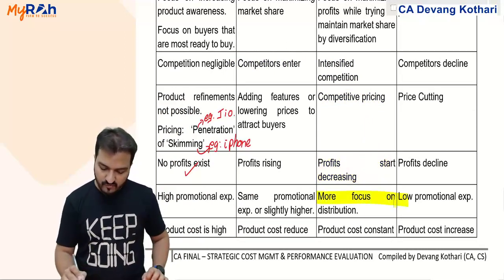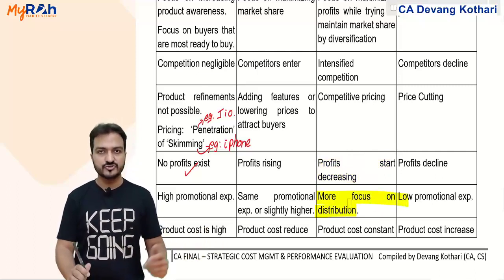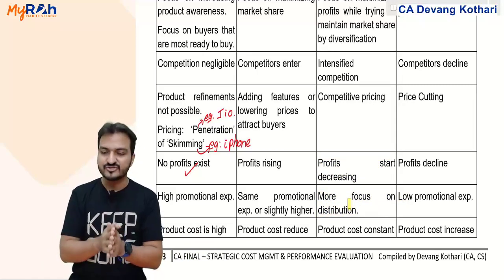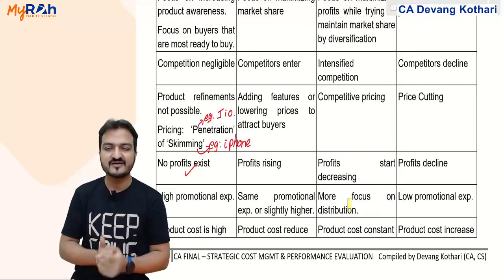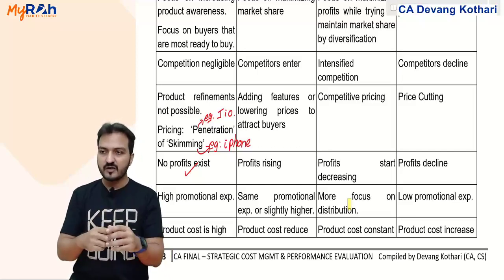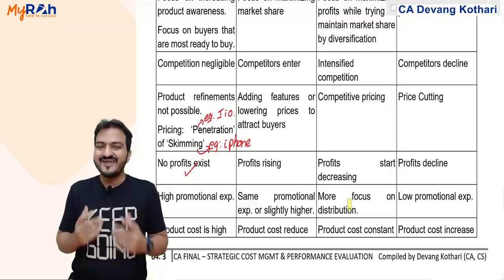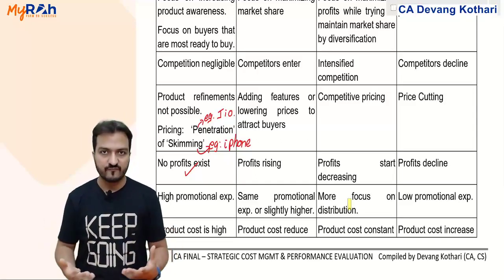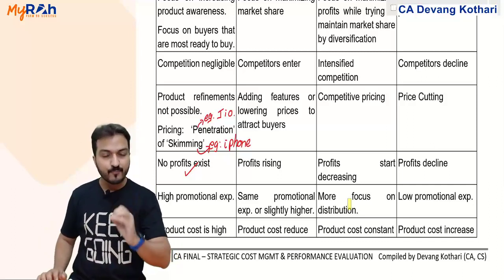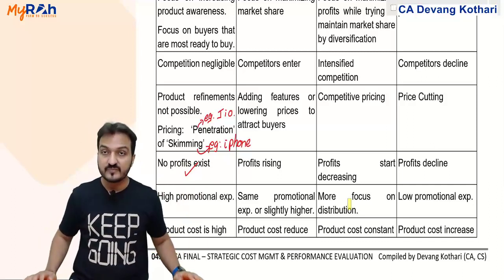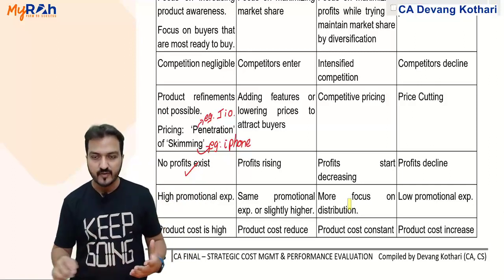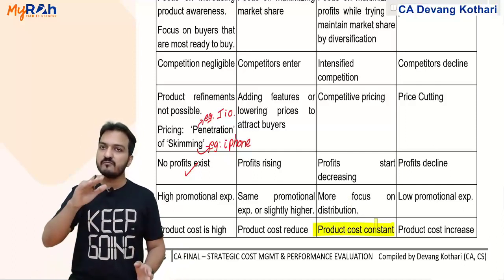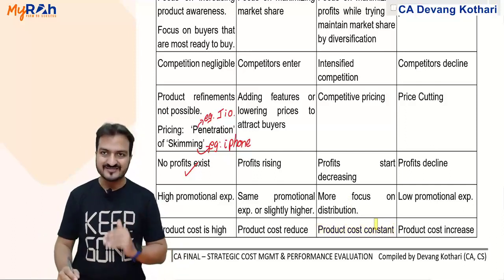Now, your focus will be more on distribution rather than promotion. What's the difference? Promotion means I tell you what my product is. Distribution means I make my product reach the shop nearest to you. Now that the customers know your product, you don't need to advertise it. Rather, you need to increase the availability of your product. I need to ensure that my product reaches every single shop. That is my focus on distribution. And now my product cost will remain fairly constant because my sales have become consistent. So cost per unit will also become consistent.